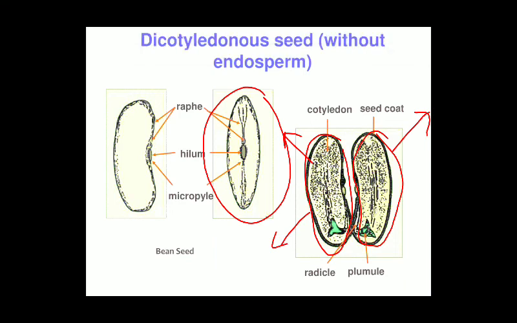So this is all about the endosperm and the types of seeds based on presence or absence of endosperm. In the next part, we are going to talk about the development of endosperm and the types of endosperm based on development. Till then, take care.